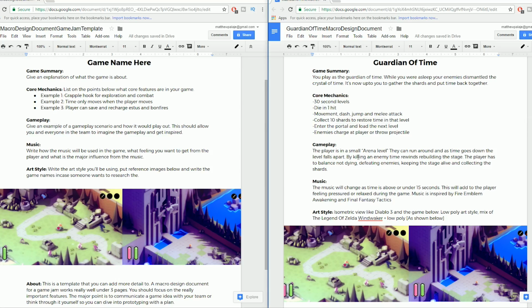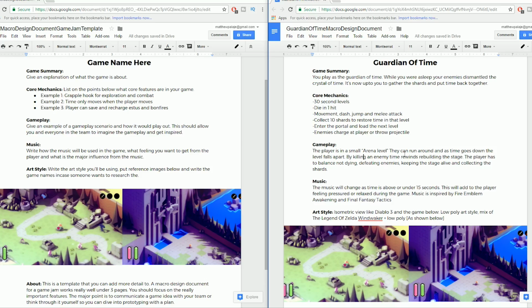So in my example, I've written that the player is in a small arena level, so people hopefully can interpret that if they've played similar games with arena type levels, a very small level, and they can run around, and as time goes down, the level is falling apart. So hopefully they're imagining the outer layer of the arena falling bit by bit until it hits the center and that falls apart. When you kill an enemy, time rewinds, rebuilding the stage, so hopefully they can imagine those blocks coming back. And then the player has to balance a few things. First of all, not dying.